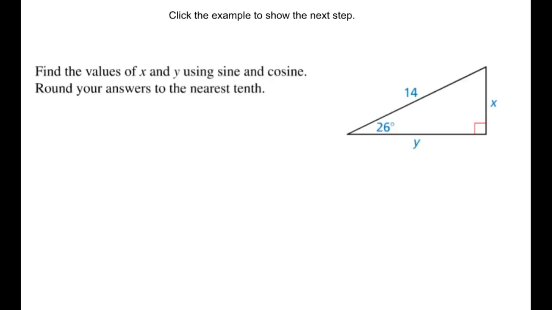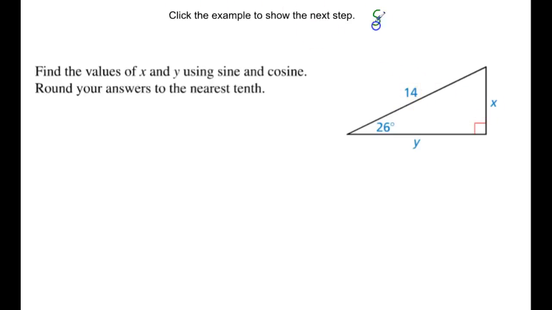So now here we have multiple things that we need to find. I have to find the values of x and y using my sine and cosine and round each answer to the nearest tenth. So one thing I notice is here I'm given an angle and I'm given the hypotenuse, so that right away tells me I'm going to be using sine or cosine. So to find x, I see that I'm using the opposite and the hypotenuse.